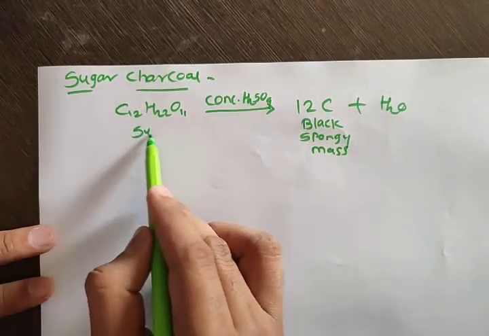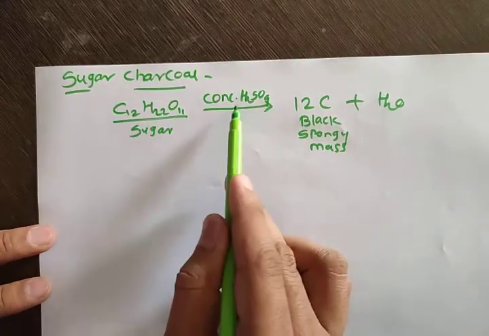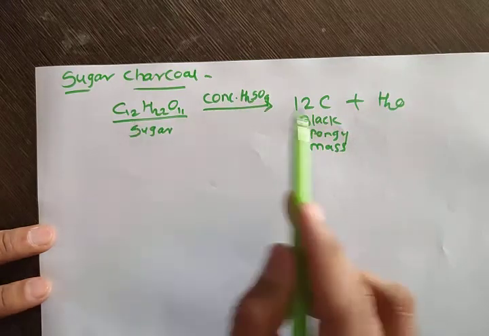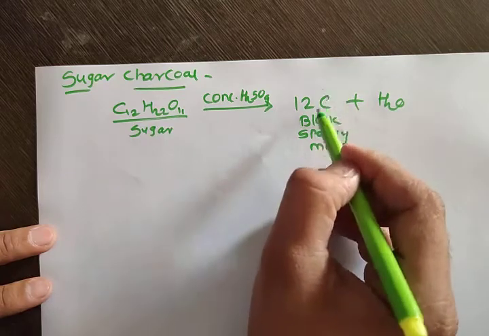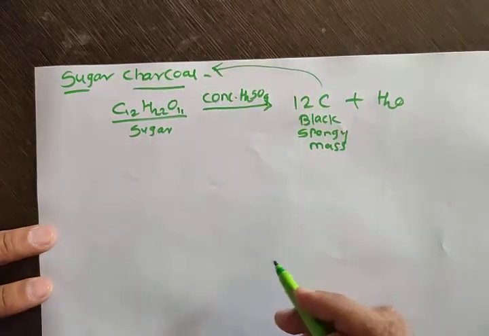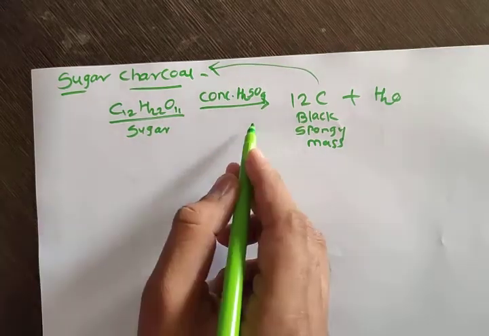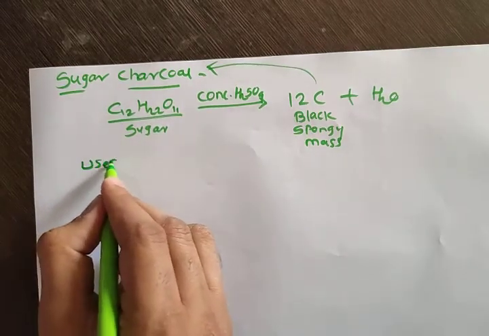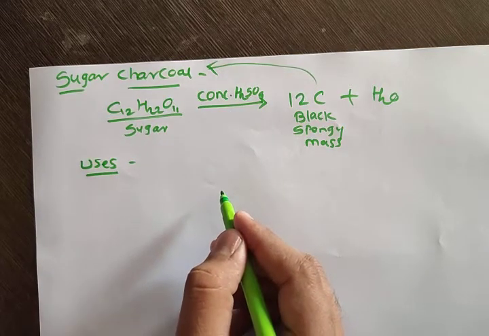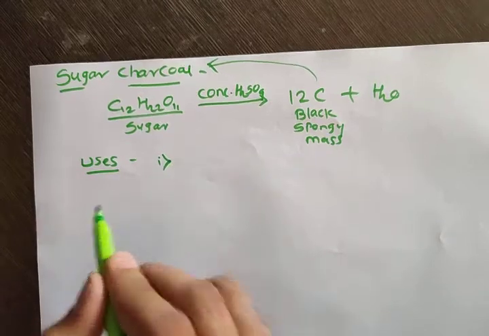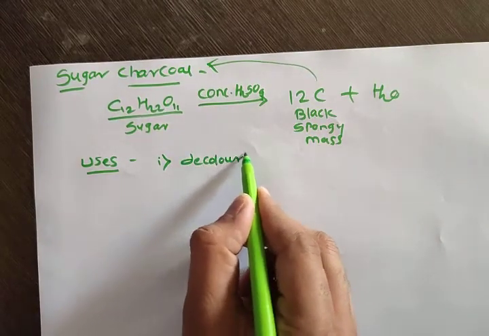So this is sugar, white in color, correct? But when H2SO4 is added to this sugar, a black spongy mass is produced, and this black spongy mass is nothing but sugar charcoal. So this is how it is made, and you only have to remember this equation. What are the uses? Sugar charcoal is used as a decolorizing agent, just like we have seen for wood charcoal. So it is also used as a decolorizing agent.